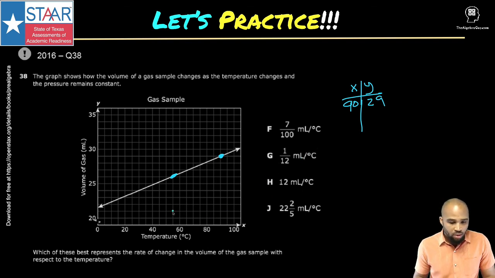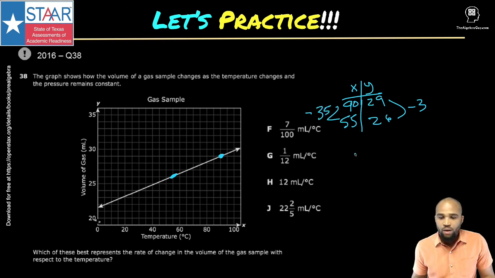My next point here is, again, by 5s, this is going to be 55 and 26. So we're going down 3. Is that right? Yep, going down 3. And what's happening here? We're going down again from 90 to 55, 35. Yeah, 35. So it's -3 over -35, which is the same thing as 3 over 35.